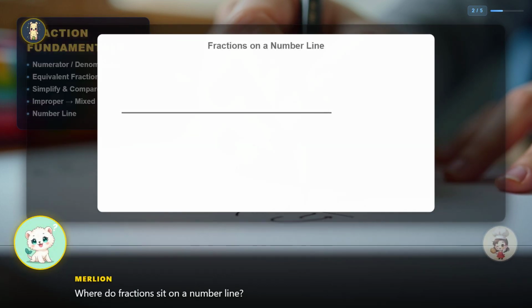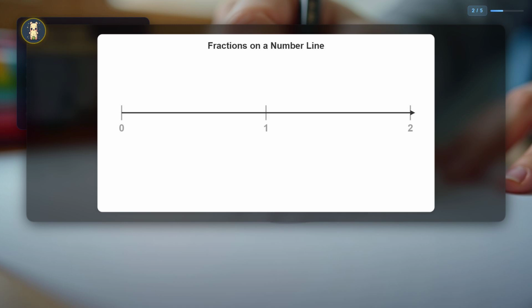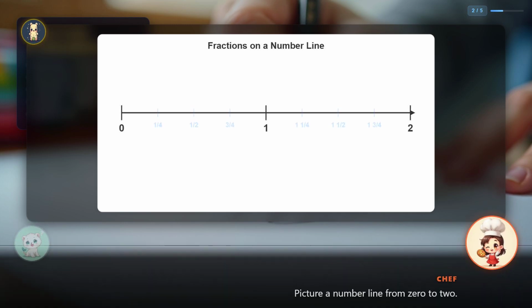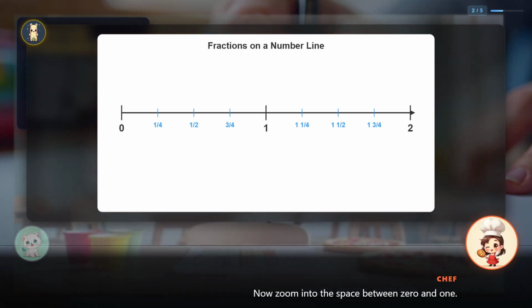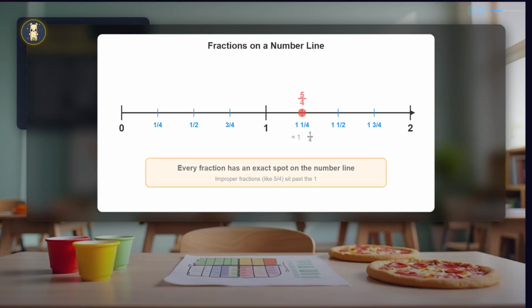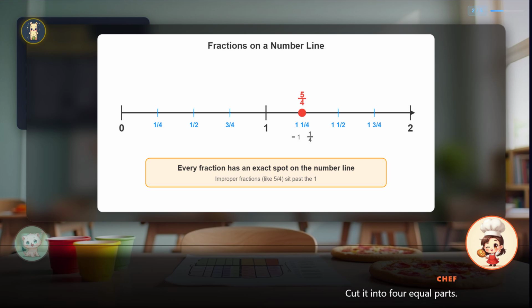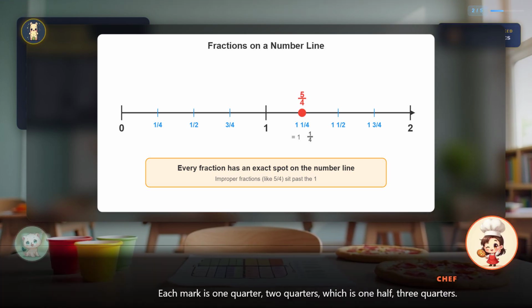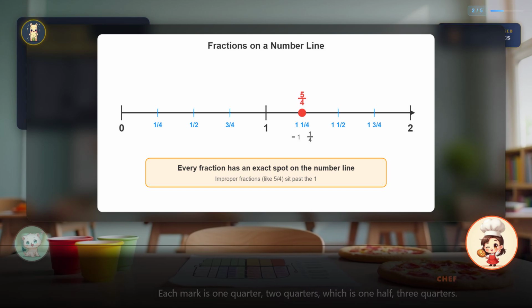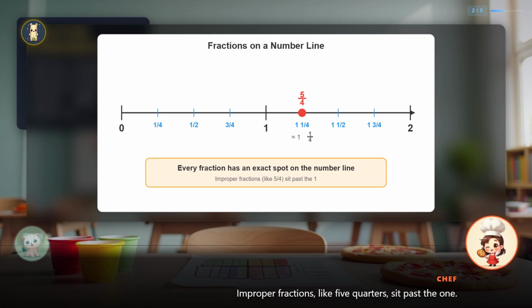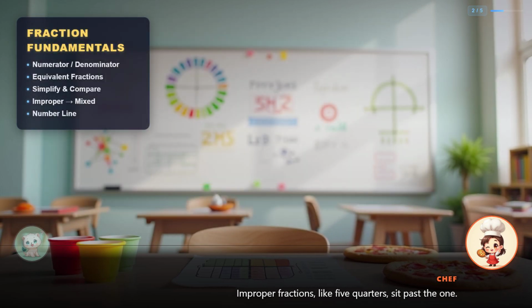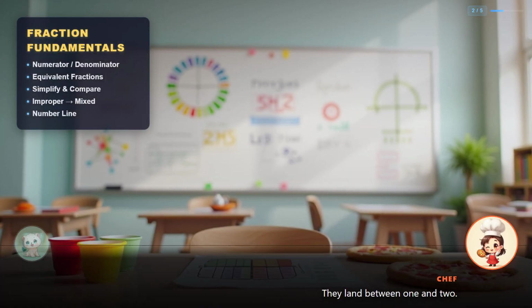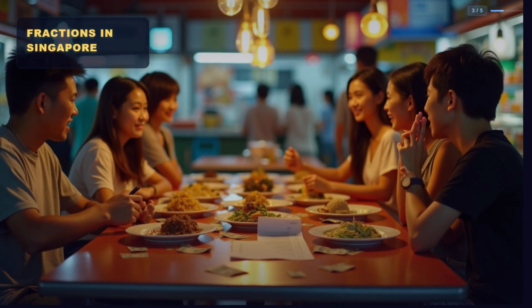Where do fractions sit on a number line? Picture a number line from 0 to 2. Now zoom into the space between 0 and 1. Cut it into 4 equal parts. Each mark is 1 quarter, 2 quarters, which is 1/2, 3 quarters. Improper fractions like 5 quarters sit past the 1. They land between 1 and 2.